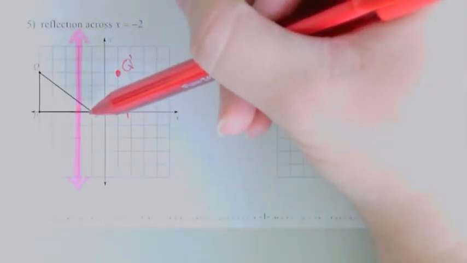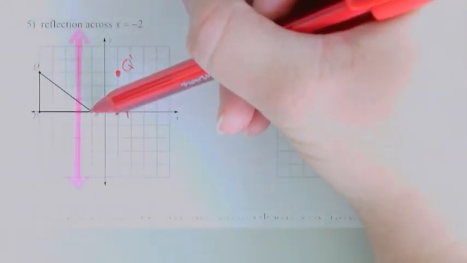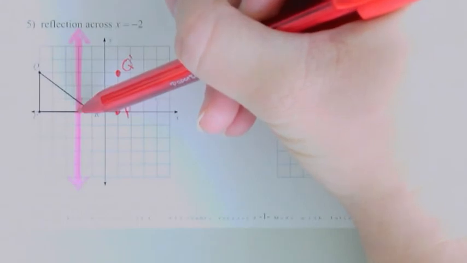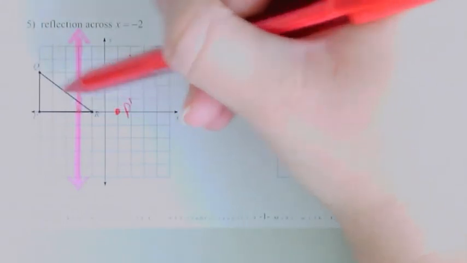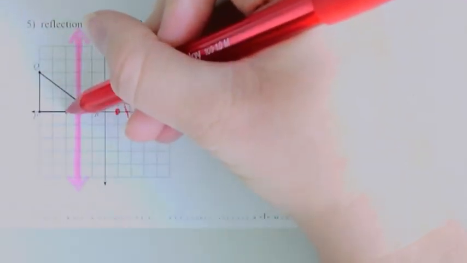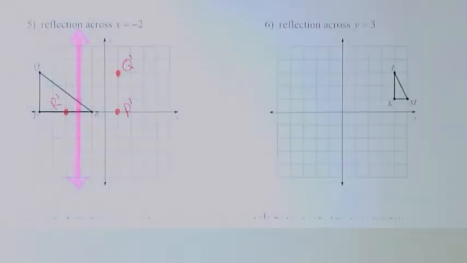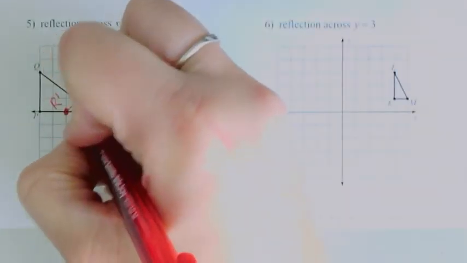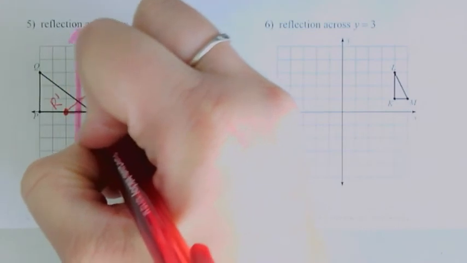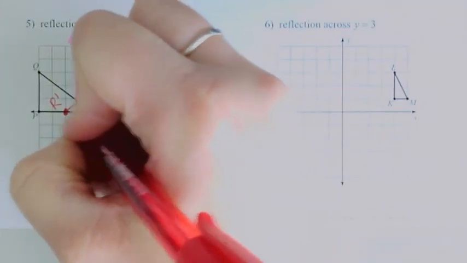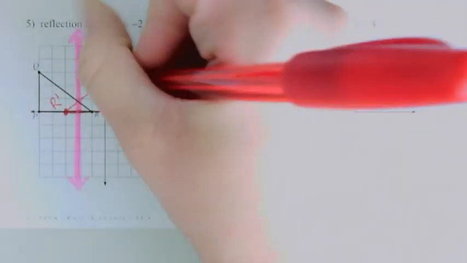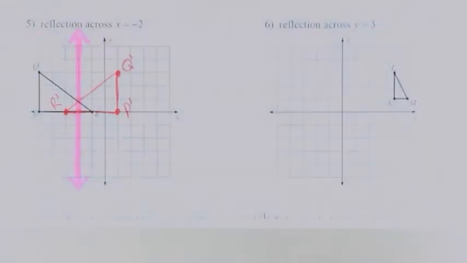Finally, point R. Point R to the line is left 1. So we are going to keep going on the other side of the line, left 1. This is the location of your new point R, R prime. The final step, now that you have all three of your new points, is to connect the points to form your new shape. Notice you have a mirror image over the line x equals negative 2.